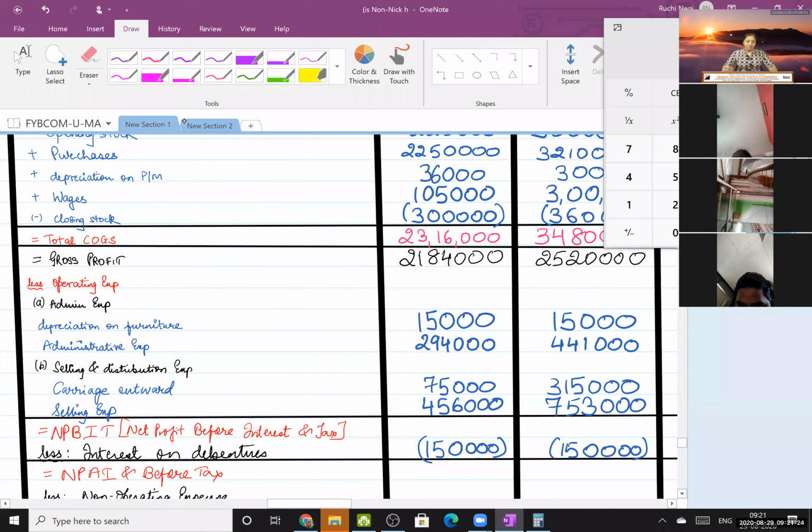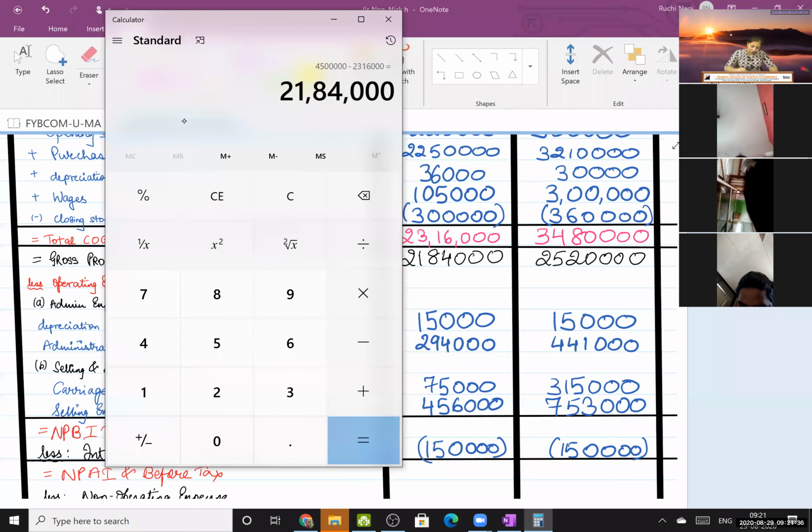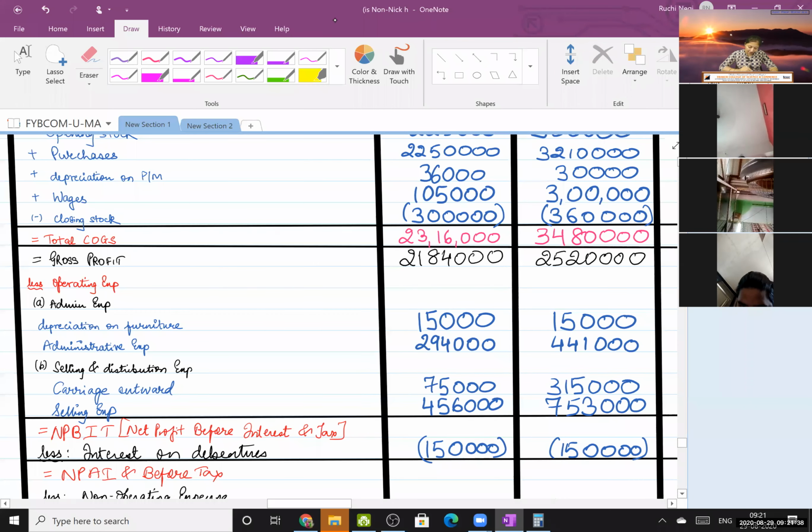Next, less operating expense. Operating expense means now my P&L account is starting. P&L account debits. Okay. Operating expense mein first is admin expense. Admin expense mein I have depreciation on furniture 15,000 and 15,000 for both the years. Next, administrative expense 2,94,000 and 4,41,000. Okay. Next, selling and distribution expense.